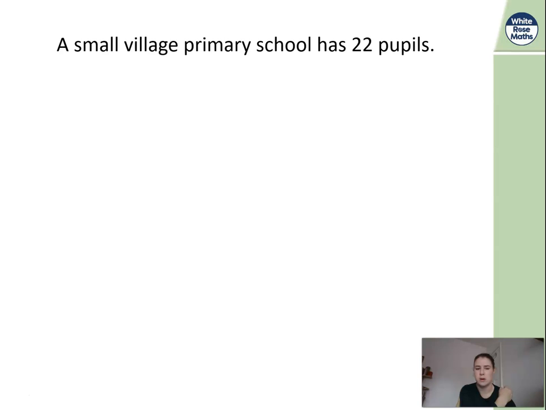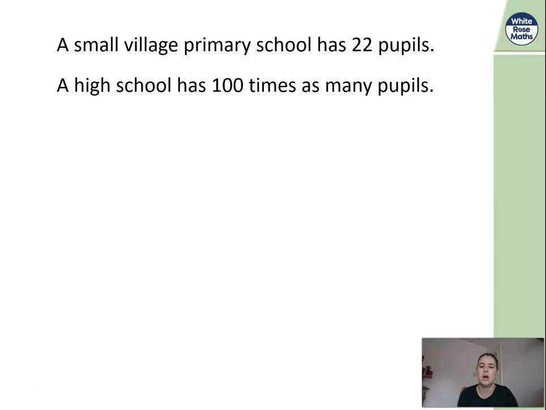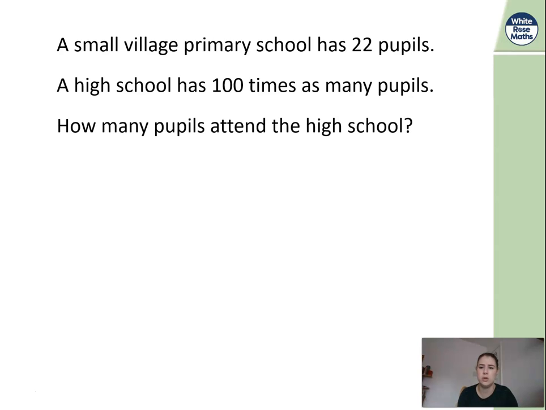Okay, let's explore this problem solving question. So a small village primary school has 22 pupils and a high school has 100 times as many pupils. So how many pupils attend the high school? I'd like you to pause and have a think. How are we going to work out this question? I'll give you a clue. It's part of the language that's written in one of our sentences that's going to help us understand what we need to do with this question.